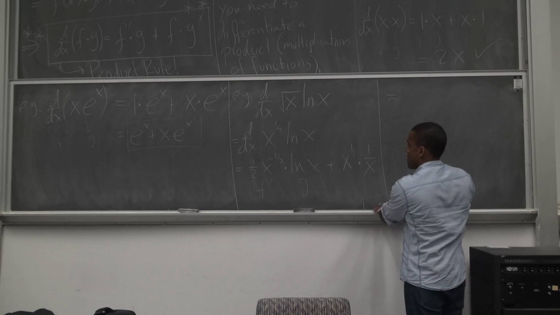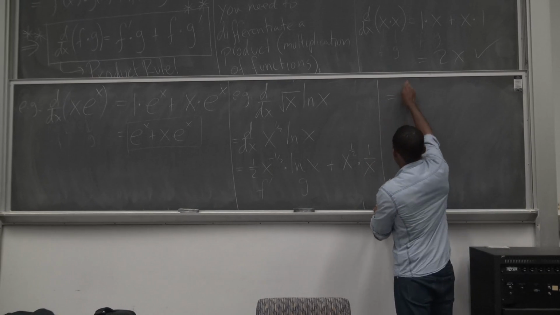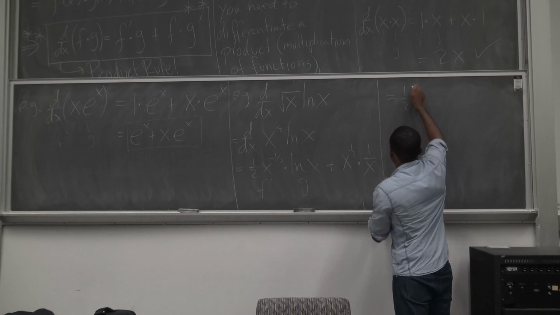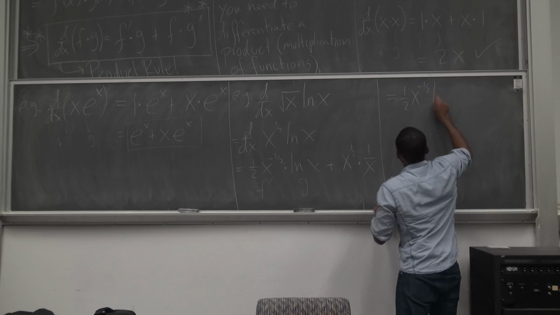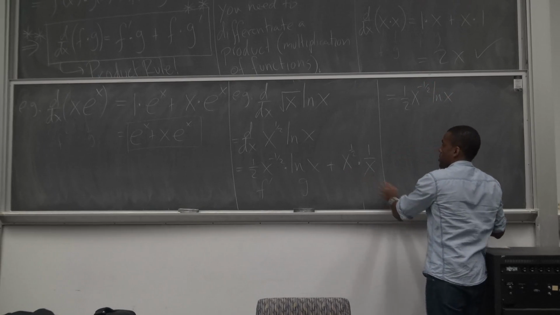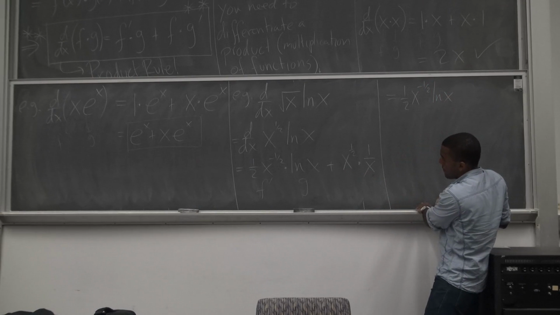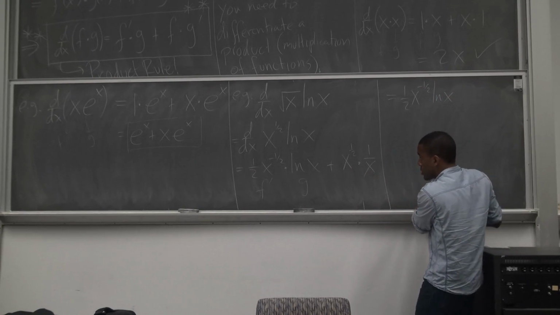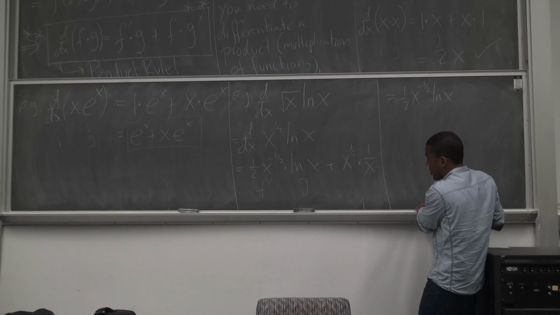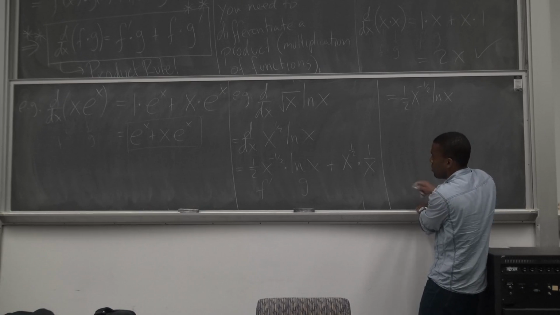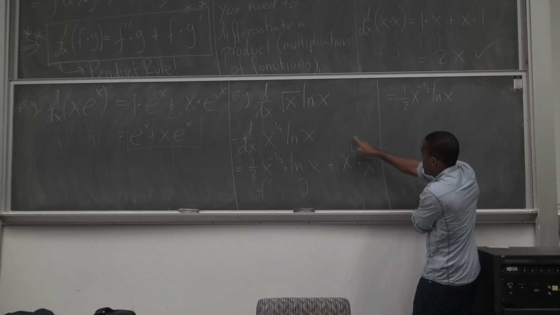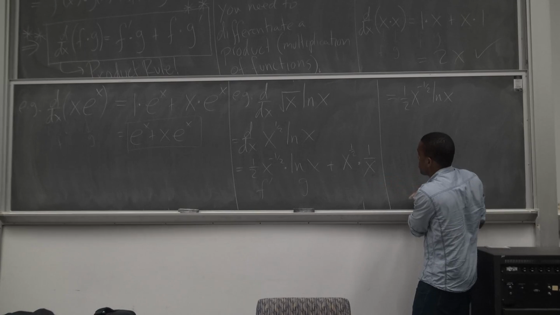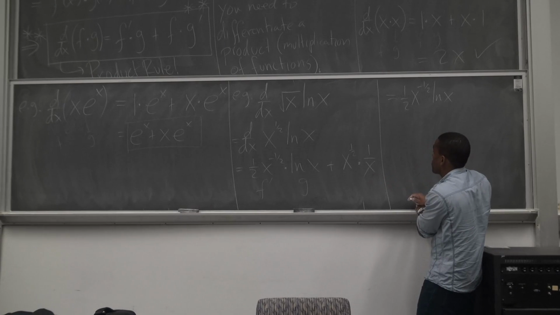Can I simplify that? Well, this one I can simplify. What does that give me? X to the half times 1 over x. 1 over 2x. 2 square root. No, wait. I'm talking about this one. It could be 1 over square root of x.